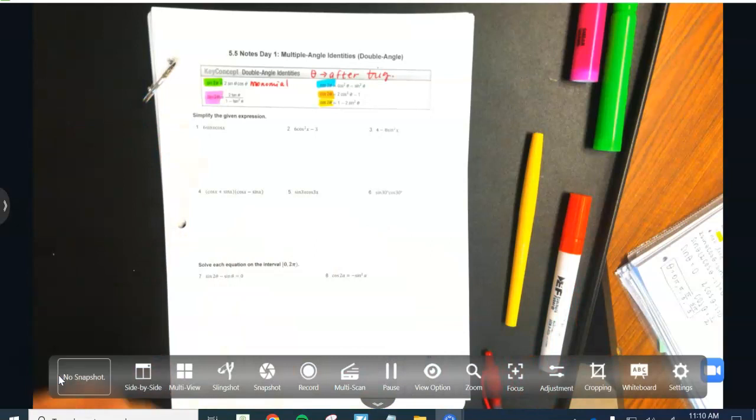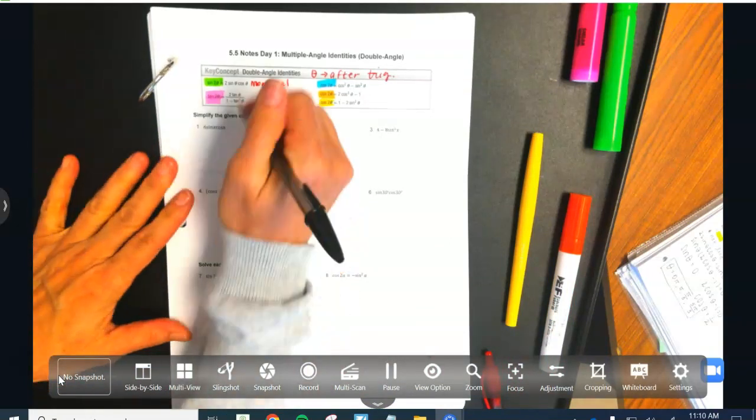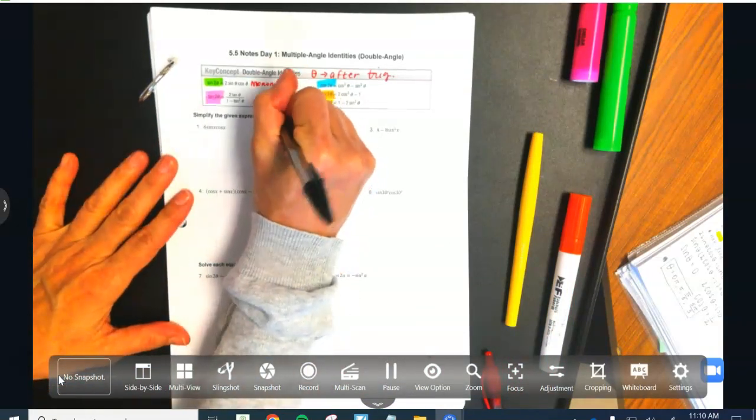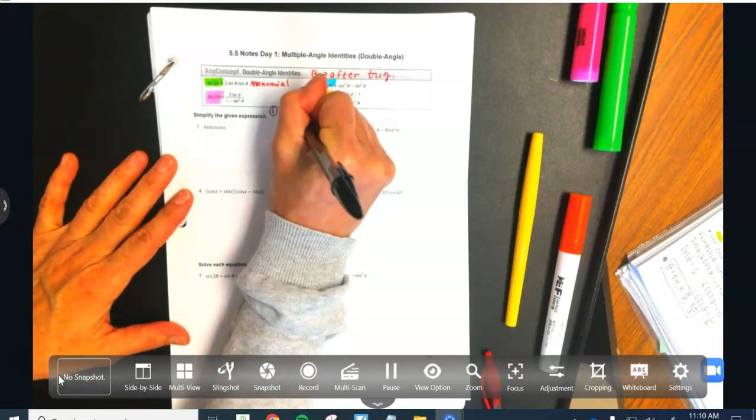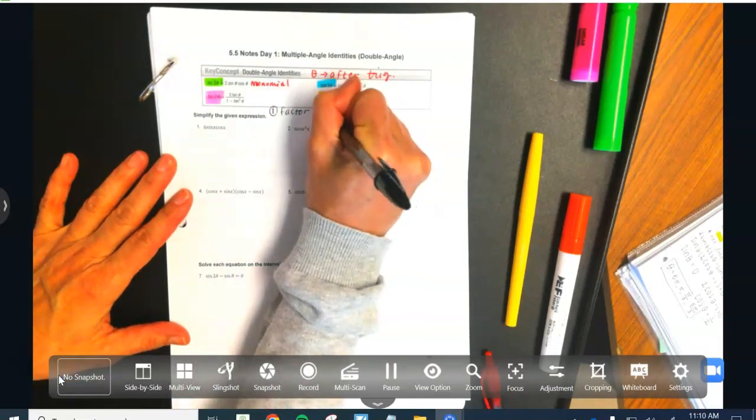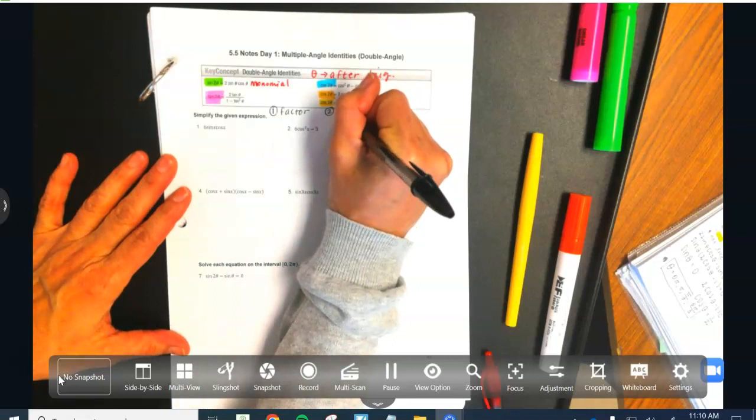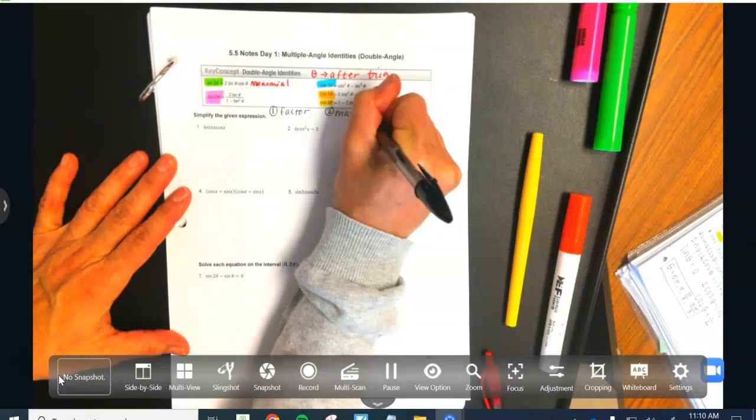You do have some helpful steps here. The first step is to factor if possible. And then step 2 is to match it to the identity.